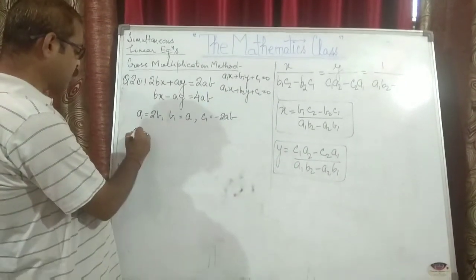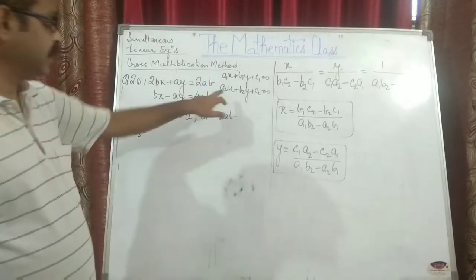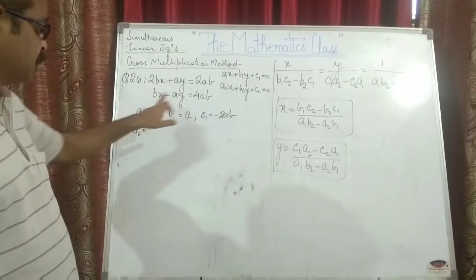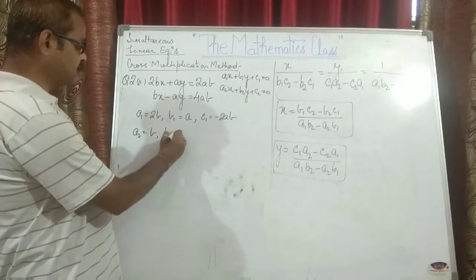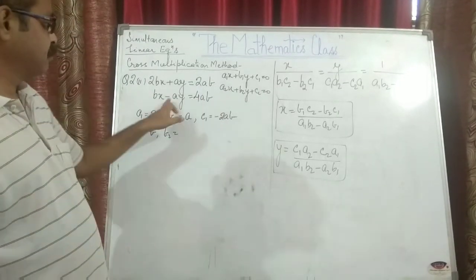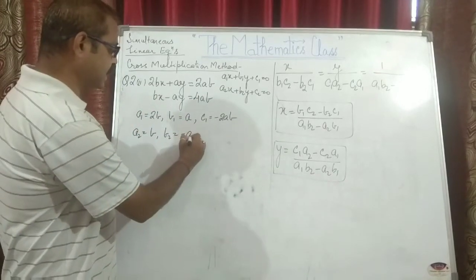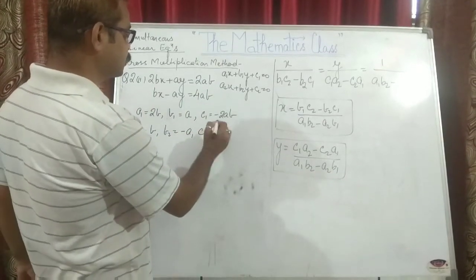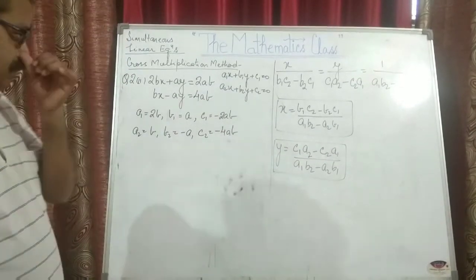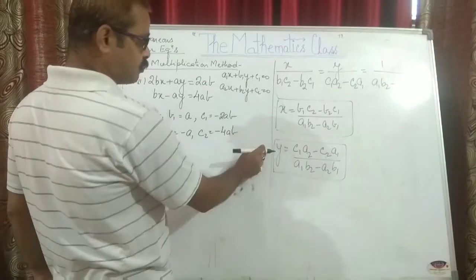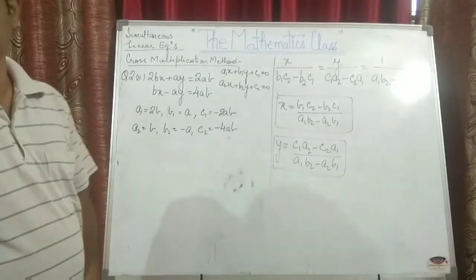Now similarly, what will be the value of a2? What will be the value of b2? You can see b2 is minus a. And what is the value of c2? Minus 4ab. Now simply substitute the values in the formula for x and y and you will get the values of x and y.